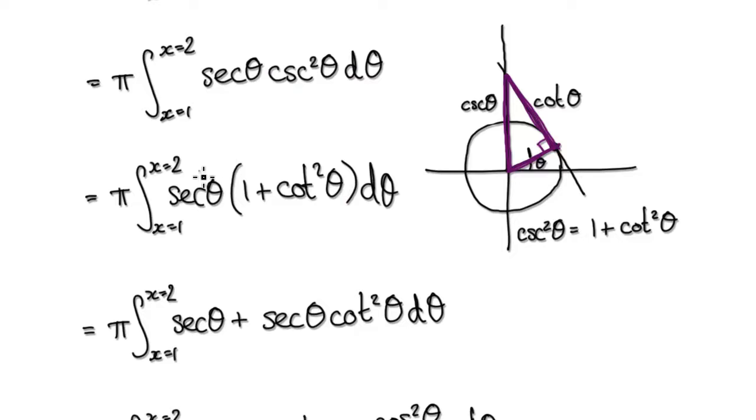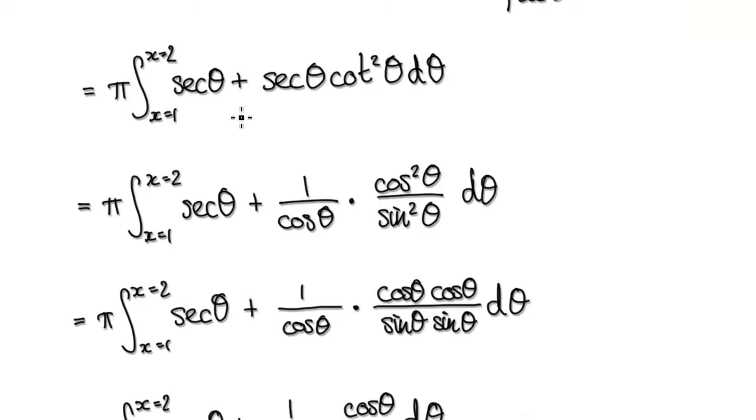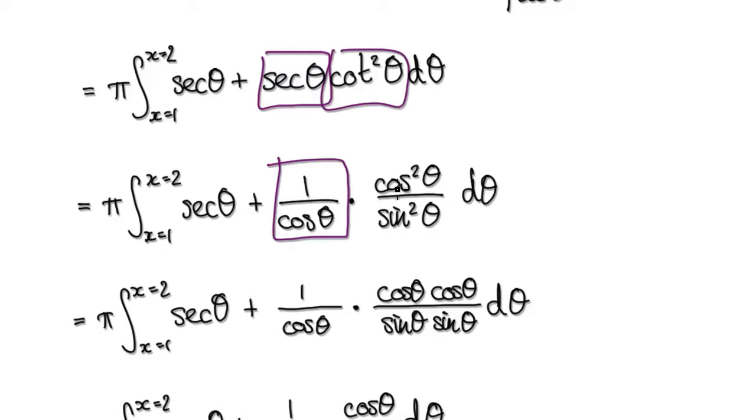Now multiply this out: this times this times this. That will then give us this. Okay, so now translate. Hang on, let me think. This thing here is 1 over cos. This thing here is cos squared over sine squared. So now you can see that.